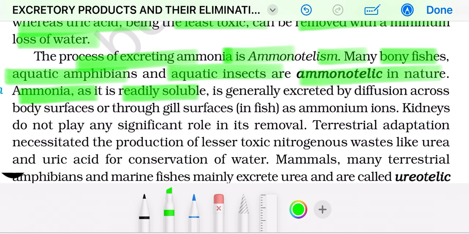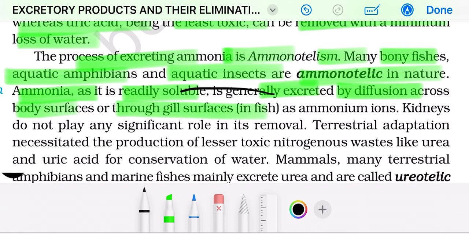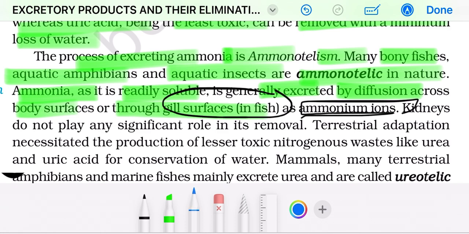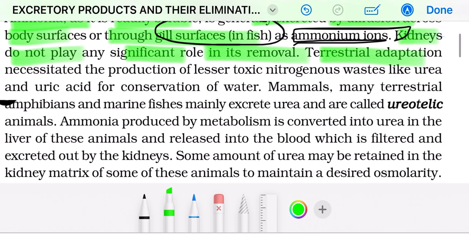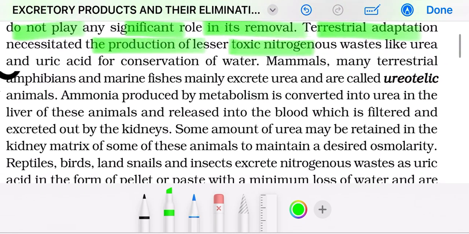Ammonia, as it is readily soluble in water, is generally excreted by diffusion across body surfaces or through gill surfaces in fishes as ammonium ions. Kidneys do not play any significant role in its removal. Terrestrial adaptation necessitated the production of less toxic nitrogenous wastes like urea and uric acid for conservation of water.